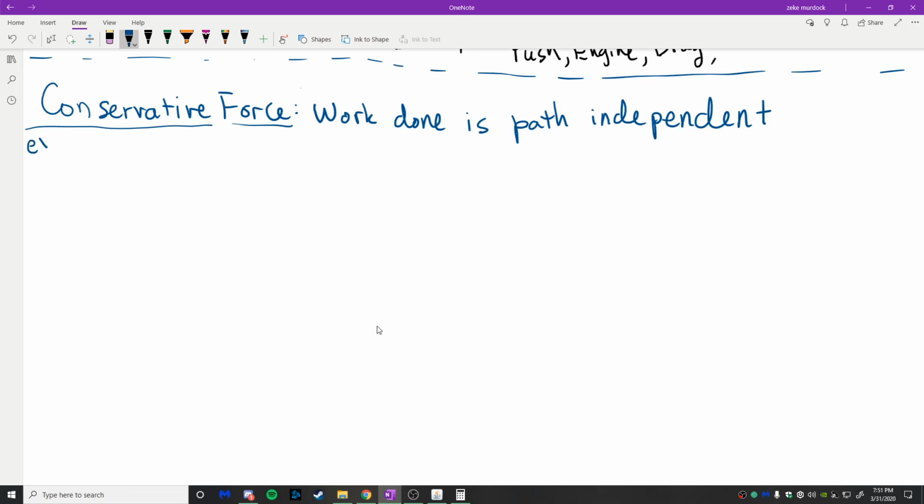Examples of these types of forces are gravity, a big part of this class, springs, and one we don't talk about in this course, which is the electric force. These are conservative forces because the work done is path independent. The work done only depends on the endpoints.